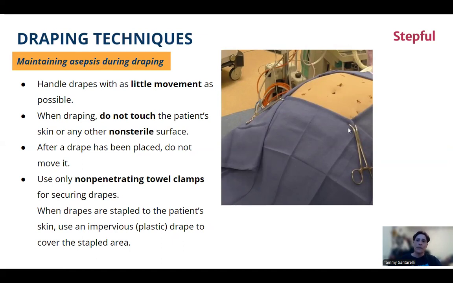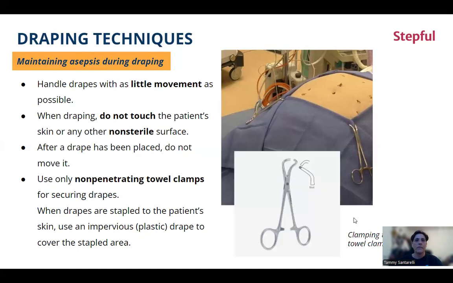If we would put a clamp that goes through the towels, then the tips of those clamps are hitting the patient and possibly where the prep is not at. And that's what the Edna looks like, non-penetrating. It will not poke through.